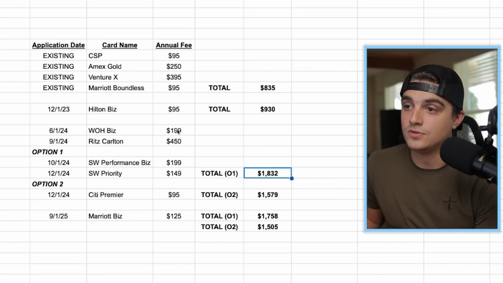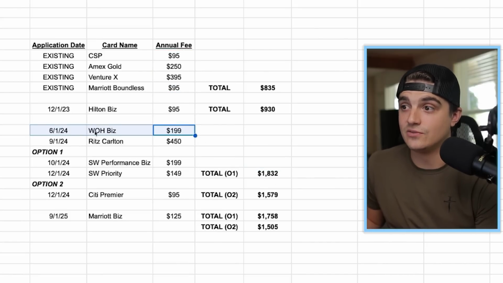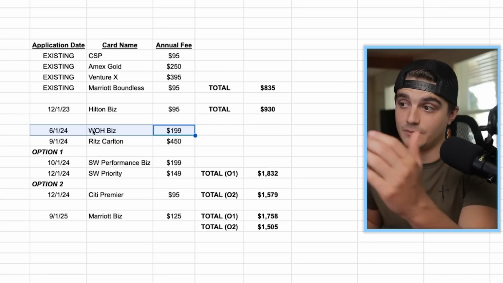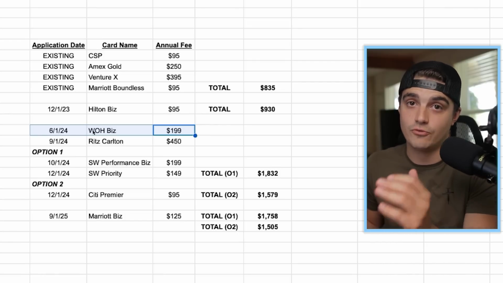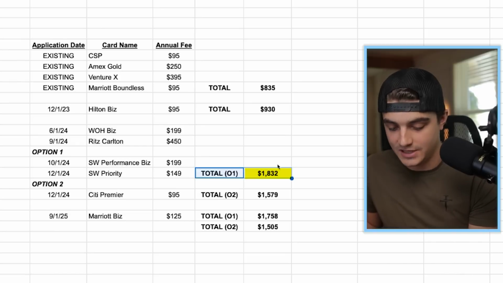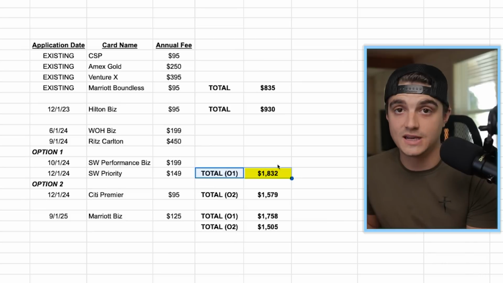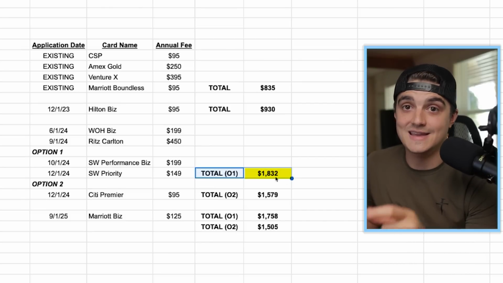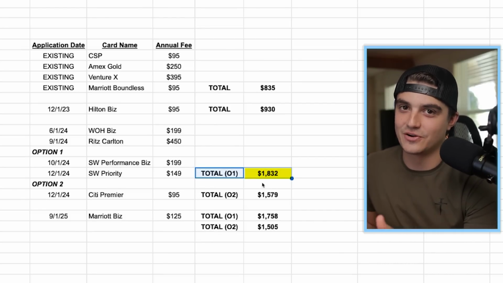Like I mentioned before, the World of Hyatt business card would be getting canceled in year two. But like I said, I'm still going to have to be paying that annual fee for 2024. So that is going to be actually the biggest number that we cover here today. That option one would have me paying a lot in annual fees. Granted, again, I would be getting positive value from these cards or I wouldn't be getting them, but still, I'm prepaying $1,800 just to use some credit cards, which is a lot.